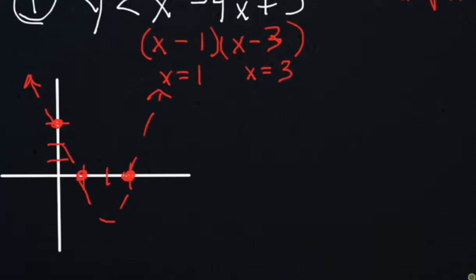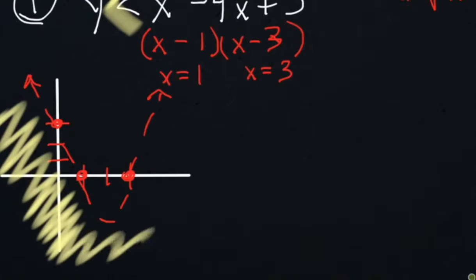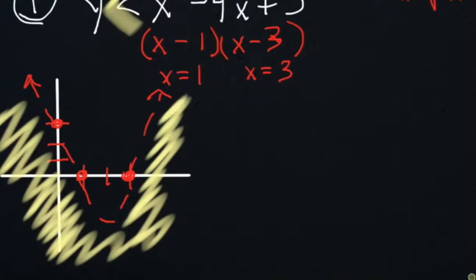Now we have to figure out where to shade. It's a less than symbol, right? So I'm going to shade where the y-axis is less. It's less at the bottom. So I shade at the bottom. That will be outside my quadratic. We should check that and make sure that we've got the right shading.